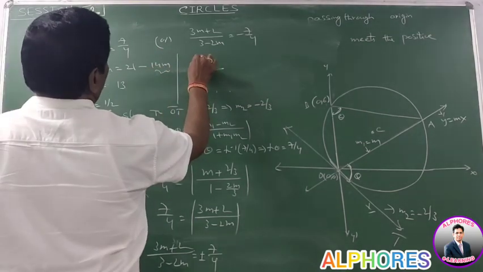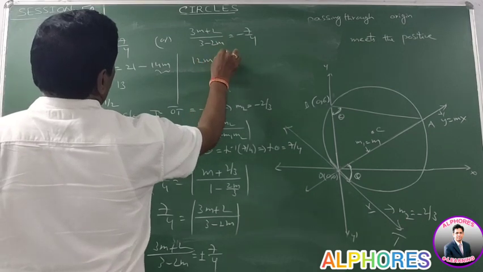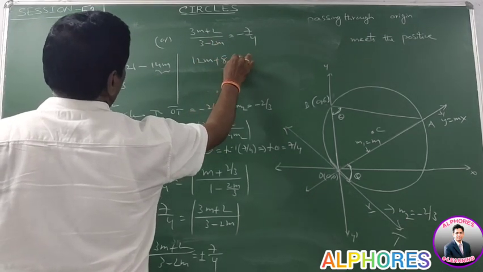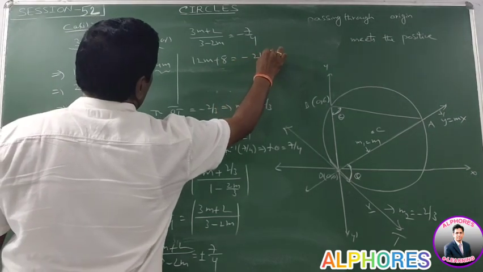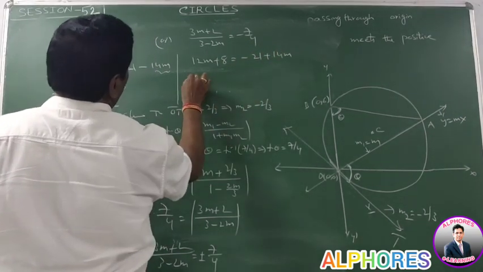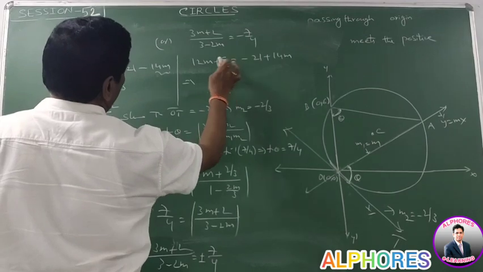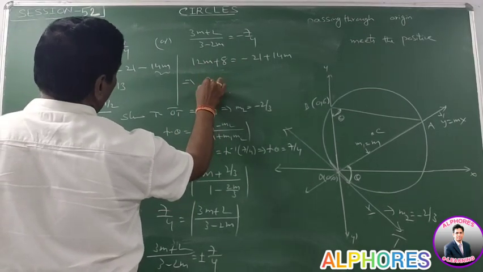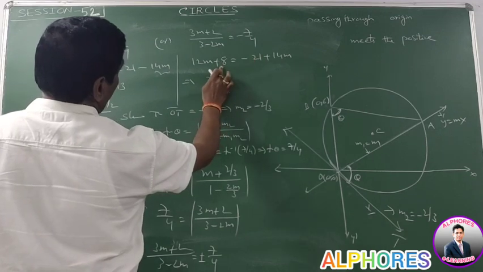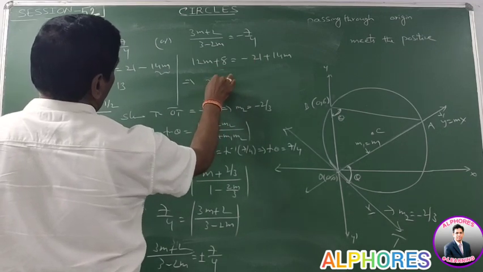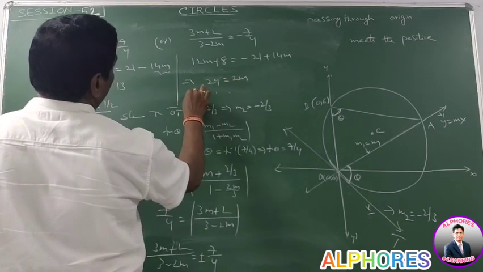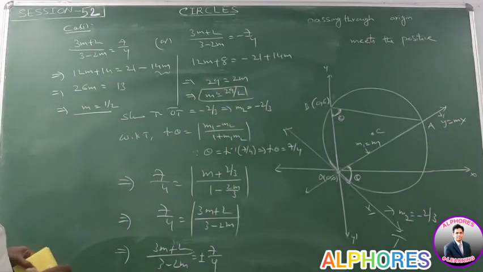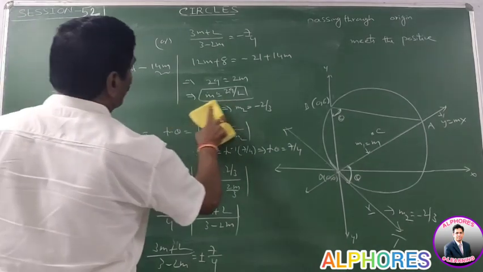Second case, 12m plus 8 is equal to minus 21 plus 14m. Okay, move this value to LHS. That means 21 plus 8 means 29. 29 is equal to 2m. m is equal to 29 by 2. So m is equal to 1 by 2 or m is equal to 29 by 2.